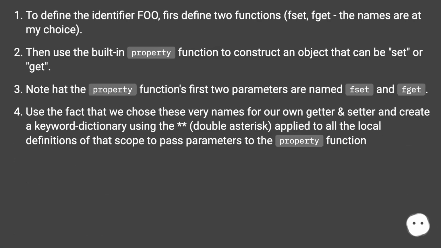To define the identifier foo, first define two functions, fset and fget; the names are at my choice. Then use the built-in property function to construct an object that can be set or get. Note that the property function's first two parameters are named fset and fget. Use the fact that we chose these very names for our own getter and setter and create a keyword dictionary using the double asterisk applied to all the local definitions of that scope to pass parameters to the property function.